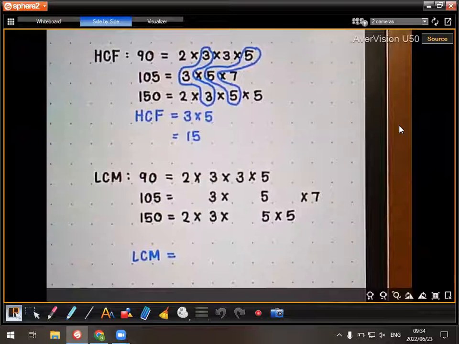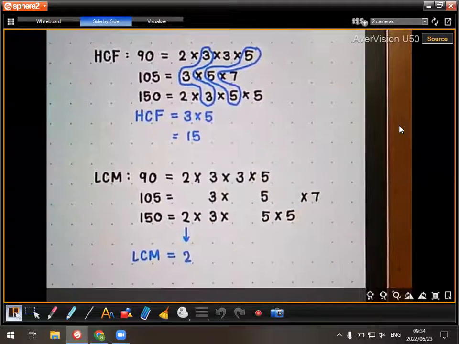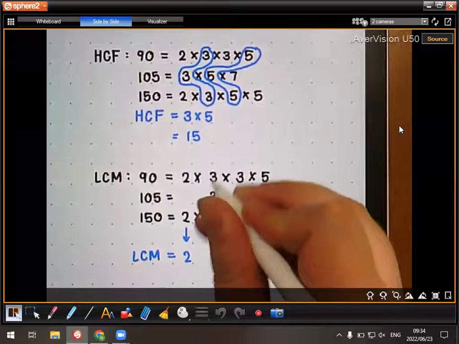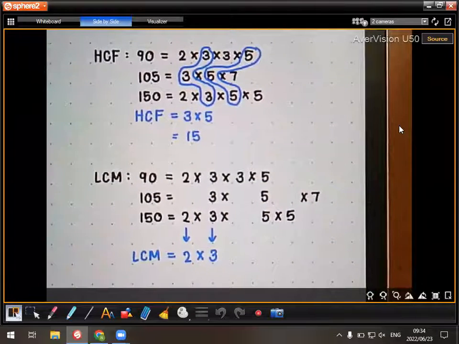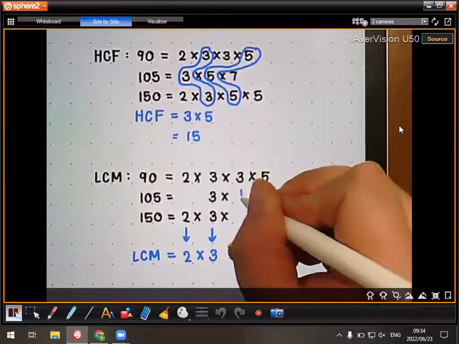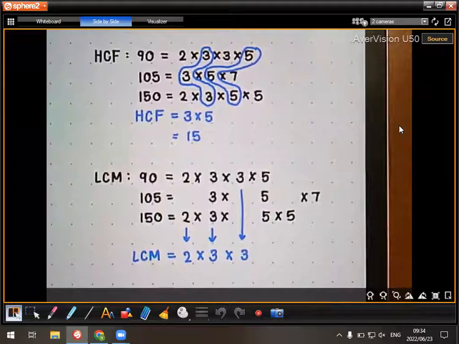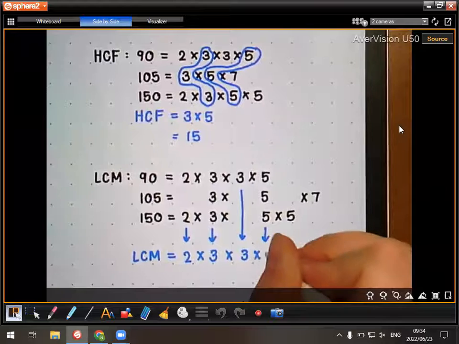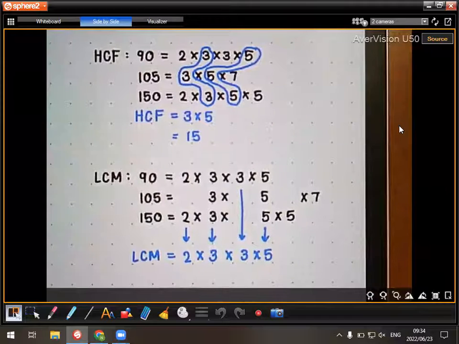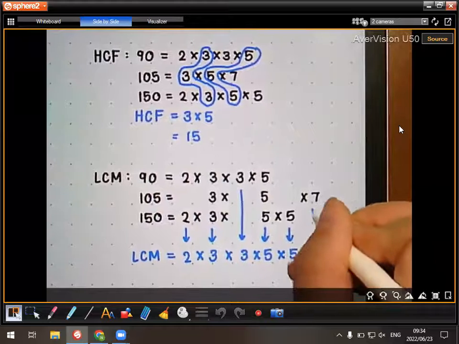Okay, now we're going to do our arrows. So the 2 we're going to bring down, that's going to form part of the LCM. Then the 3s we're going to bring down, that is also going to form part of the LCM. The second 3, even though it's just in one number, we're going to bring that down, it's also going to become part of the LCM. The 5s, we're going to bring that down, and the second 5 as well. And then that 7.